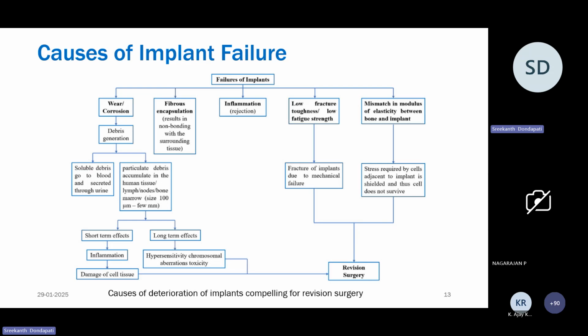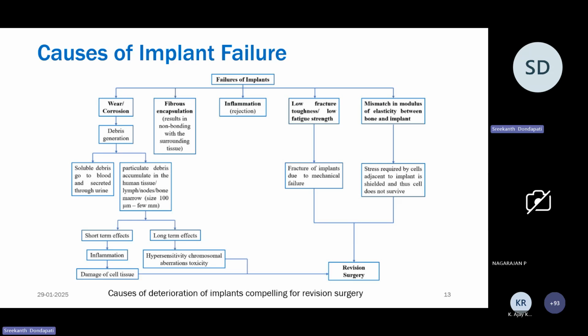And in some cases, low fracture toughness and low fatigue strength, especially in orthopedic implants, may lead to failure of the implant and lead to revision surgery. And then there is a mismatch in modulus of elasticity between bone and implant. This occurs especially in orthopedic implant applications. So what happens if the modulus of the bone and the modulus of the orthopedic implant vary? If there is a mismatch in the modulus, then there is a phenomenon called stress shielding.